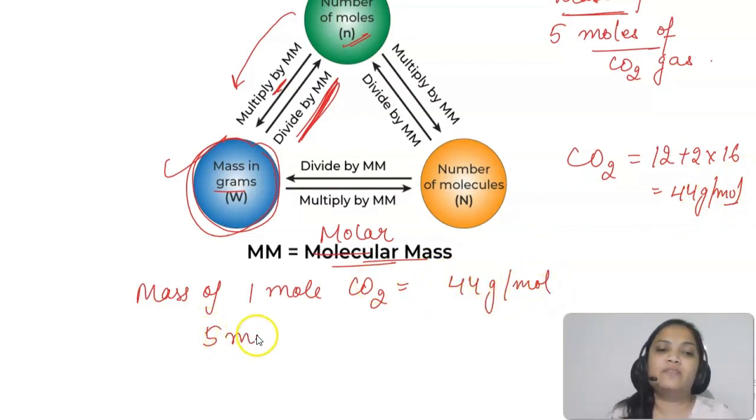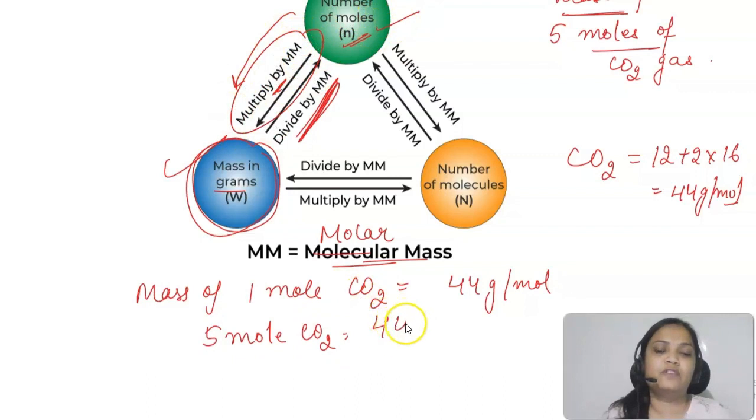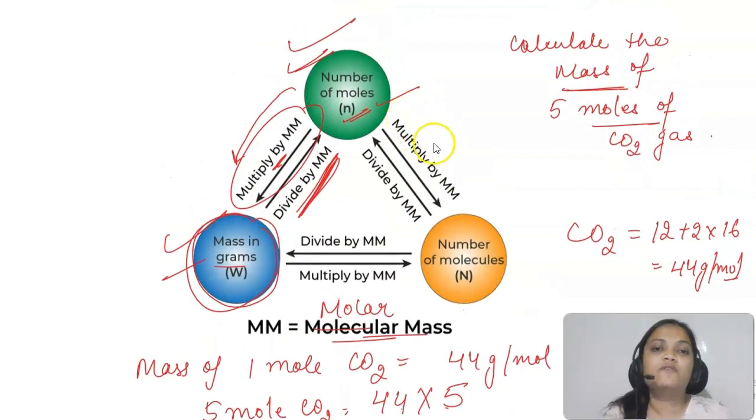So just for 5 moles I have to calculate, right? I told you to multiply with molar mass. So 44 into 5 that you will do, and it will come out to be 220 grams. Okay. See, this is so easy. Fine. This is how we are going to use this flow chart.